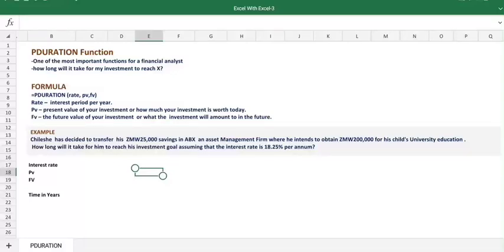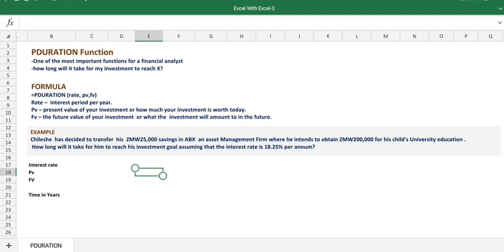Welcome to today's session. So we continue looking at interesting functions in Excel. Our function of interest today comes from financial functions, and the function is called the PDuration function. This is one of the most important functions that every financial analyst must know. This function is important because it helps us to answer questions like how long would it take for my investment to reach a target X.